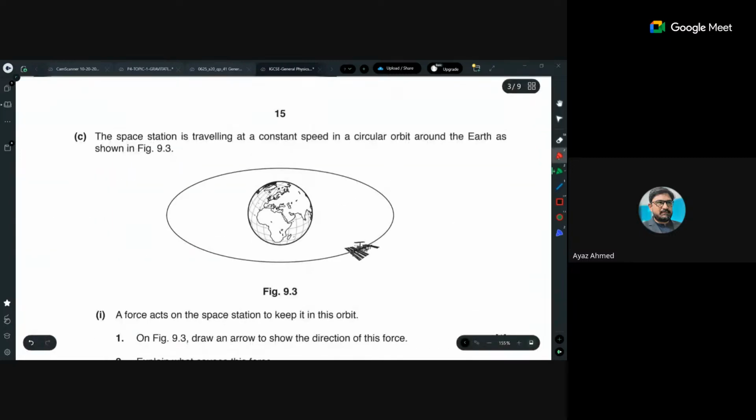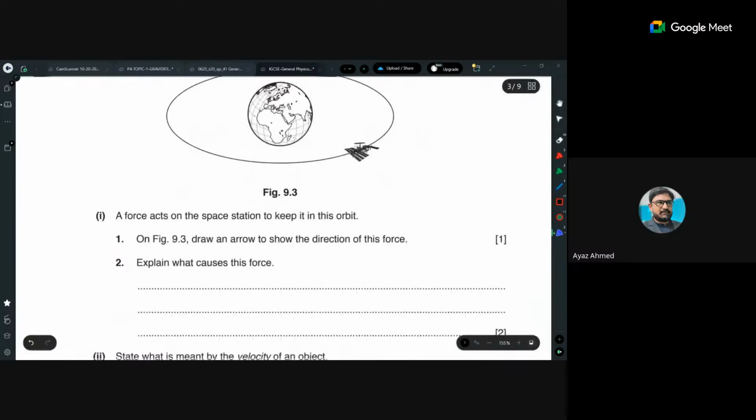That is why I selected this and sent it for the first question. In part C, the space station is traveling at a constant speed in a circular orbit. So that is basically a circular motion question that came in between. Okay? A force acts on the space station to keep it in orbit. On figure 9.3, draw an arrow to show the direction of the force.